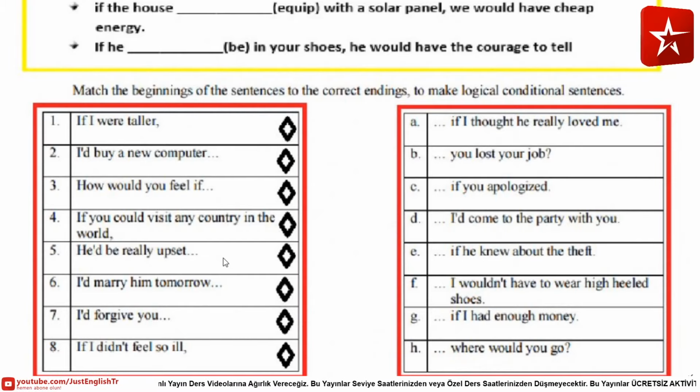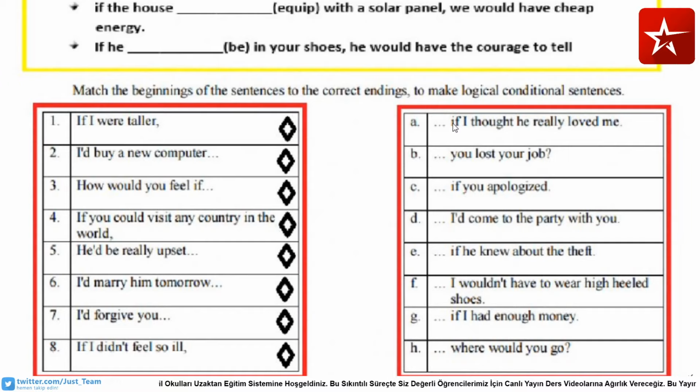Yes. Number 6. I would marry him tomorrow. Wow, the guys, they are writing all the answers. Let's do that one by one. We did it. I would marry him tomorrow. Yes, number 6 is A. If I thought he really loved me.